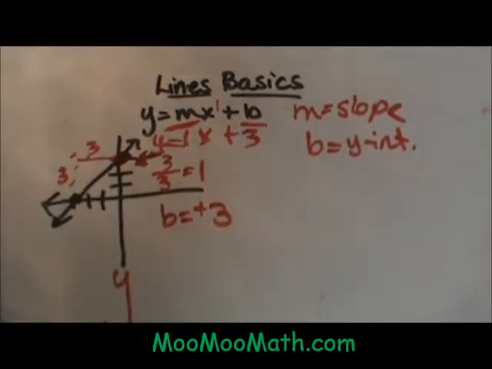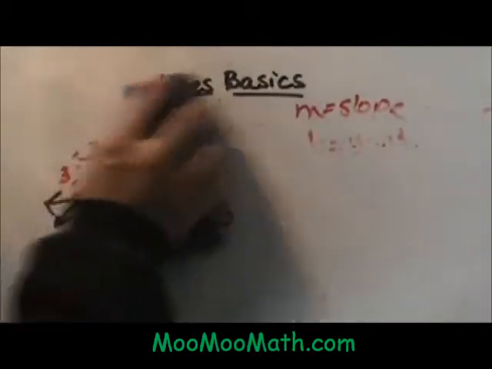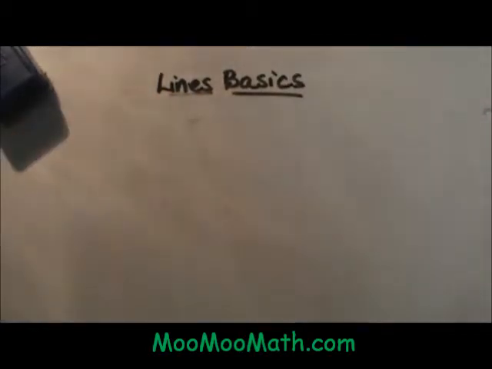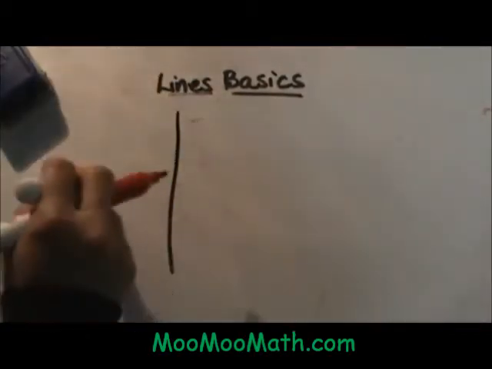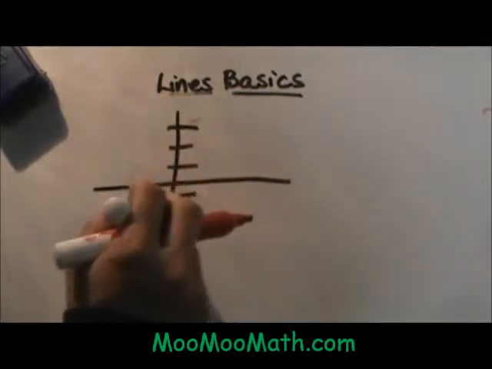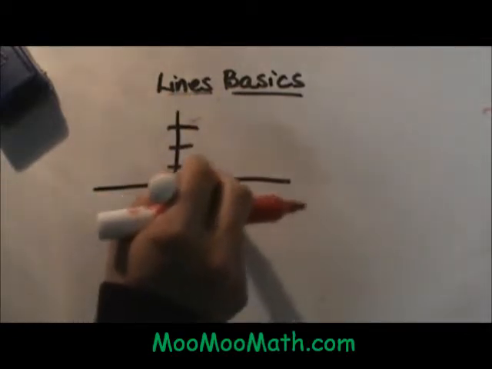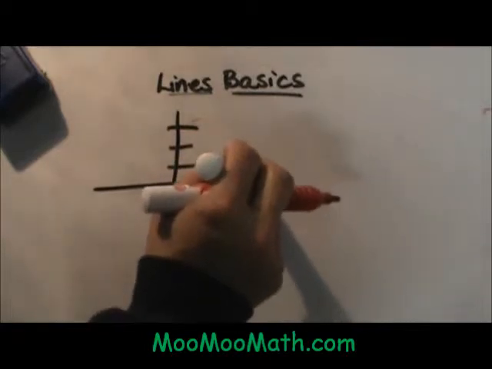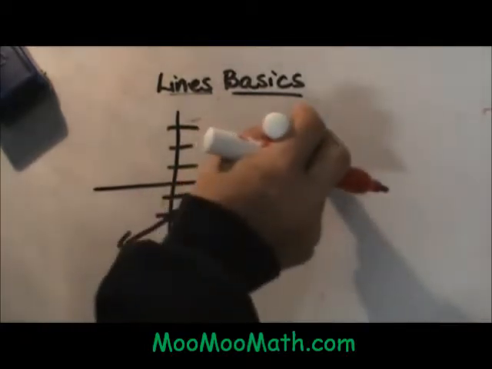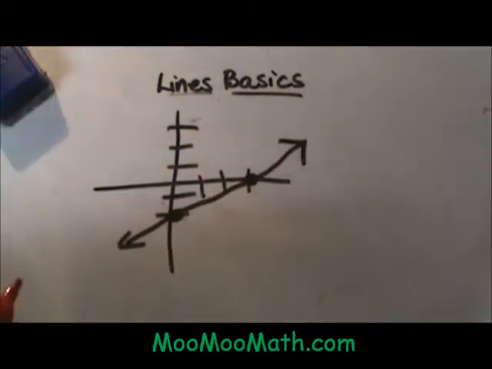That one's a little bit tight, so let me erase and do one more example. Here is our Cartesian coordinate plane. And we'll put a value this time down here and up here, and draw our line.